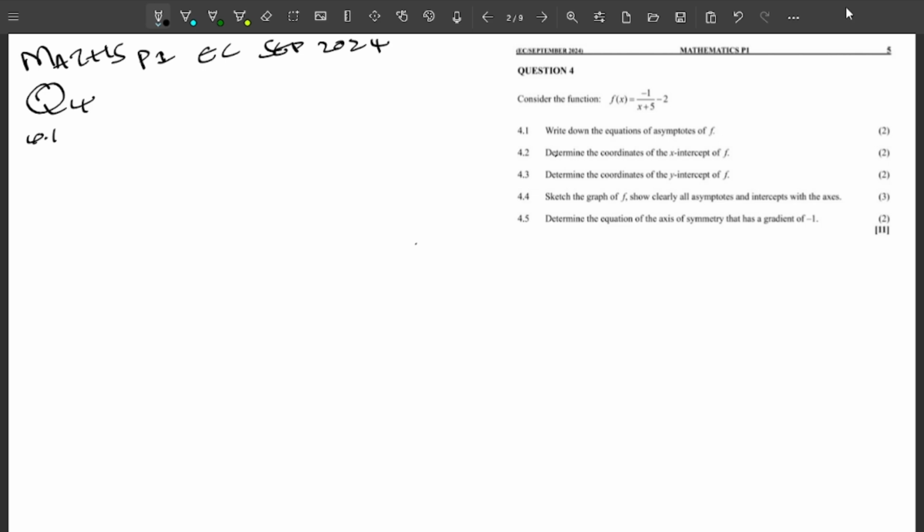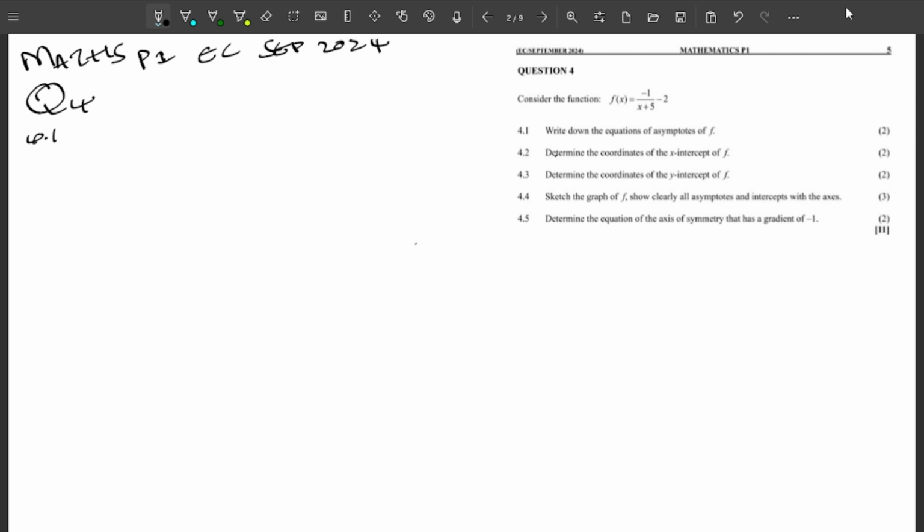Now for this part here, what can we just say about this? One thing we see is that it has a negative a value, negative 1. And from there on, the asymptotes are going to be negative 5 and minus 2. So those are our asymptotes. Right, so let's begin.